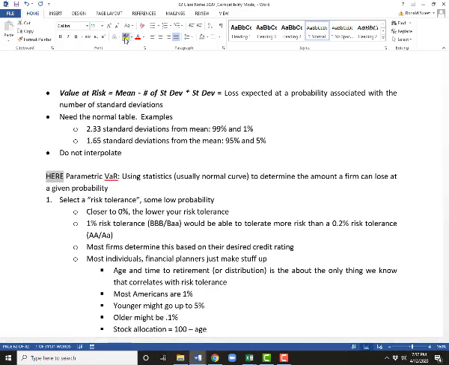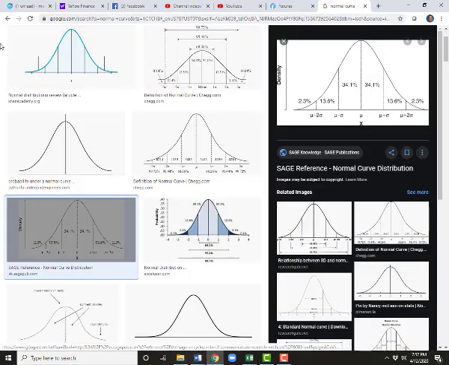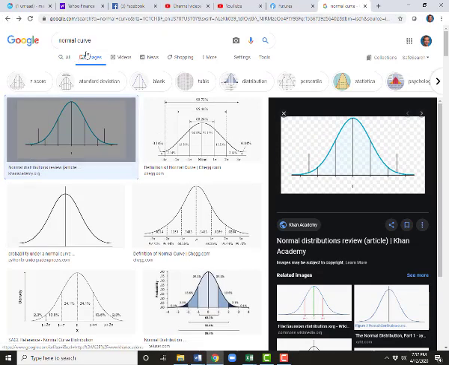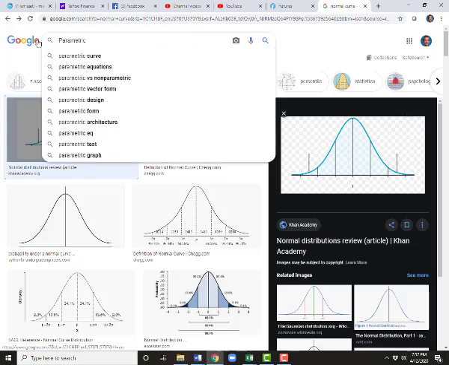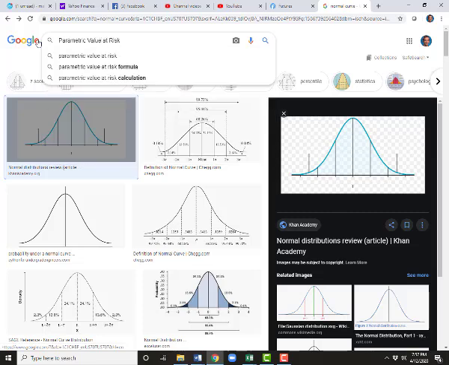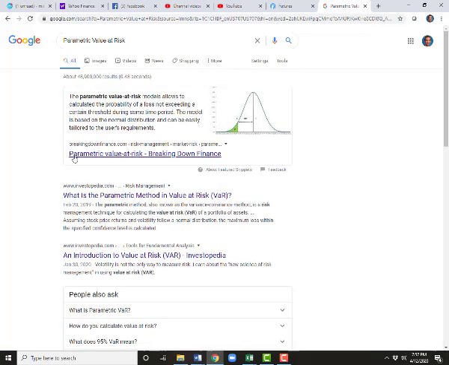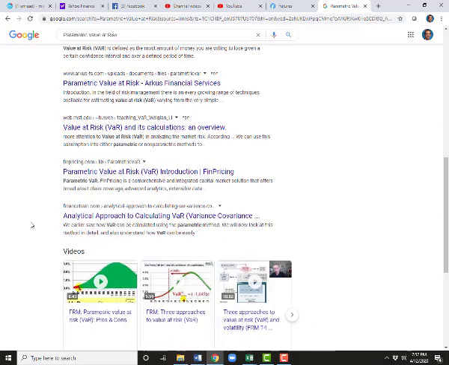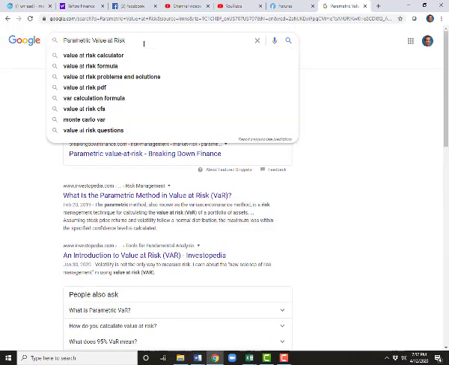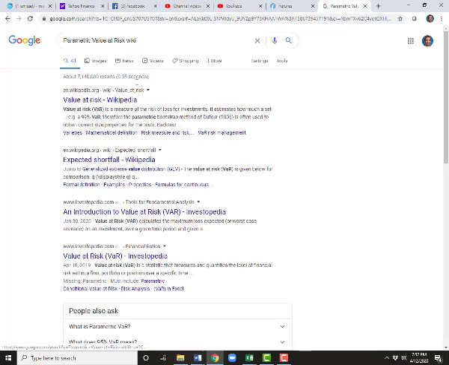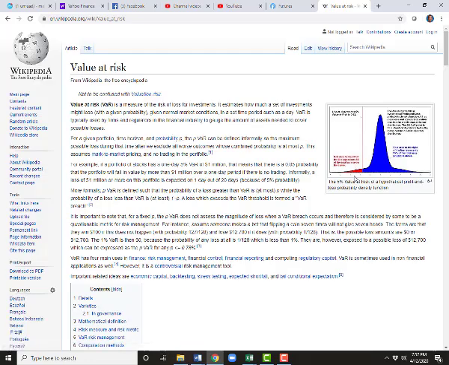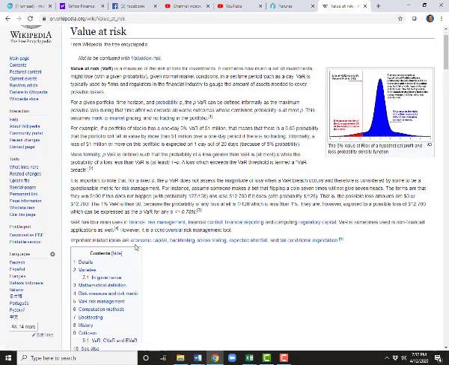Something you could do would be to go into Google and just type in parametric value at risk, hit enter, and then click on images, and you'll see all kinds of sites that will come up. I don't know if Wikipedia has anything on that. We'll see. Here's Wikipedia. They have value at risk, and they talk about parametric value at risk in there, and they'll have the same type of normal curves as well.